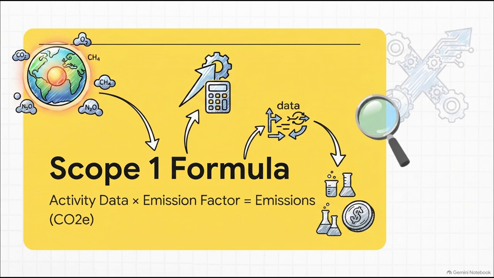And just to clarify, CO2e is essentially a universal currency for greenhouse gases. Since different gases heat up the atmosphere differently, CO2e just converts them all into one common, easy-to-measure metric. Now, the formula itself looks incredibly simple, right? But your accuracy as a company depends entirely on the quality of the data you plug into these two variables.